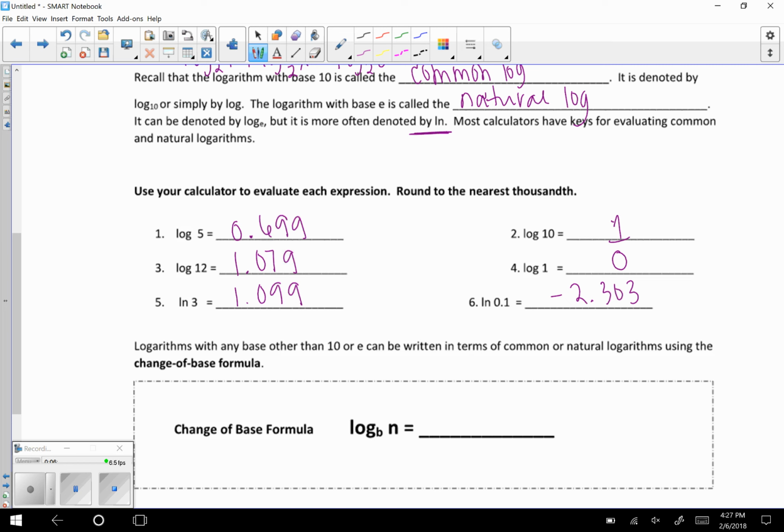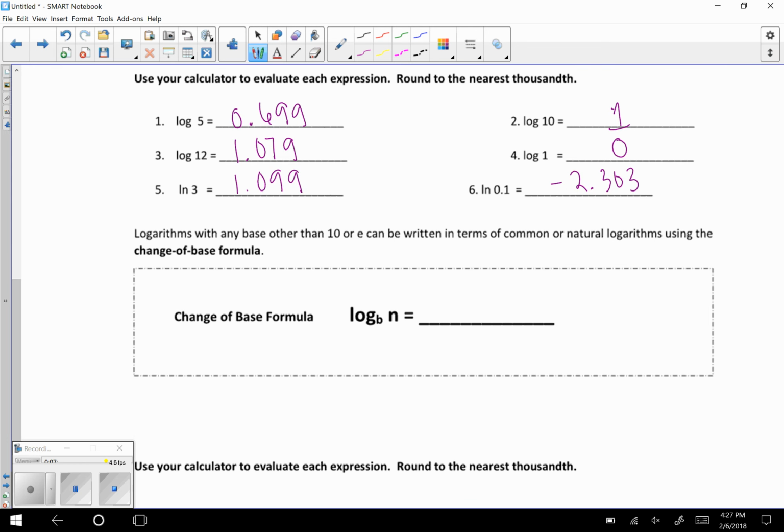All right, so logarithms with any base other than 10 or e can be written in terms of the common or natural logarithms using a change of base formula. We said that logarithms can really have any base. You can have a base of 2, you can have a base of 5, you can have any base, but we can only plug base 10 into the calculator to evaluate it. So we can use this change of base formula to evaluate logarithms that have bases of 5 or 8 or 12 that are not necessarily in the calculator.